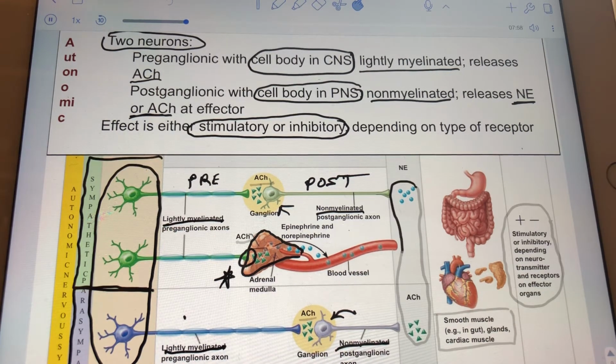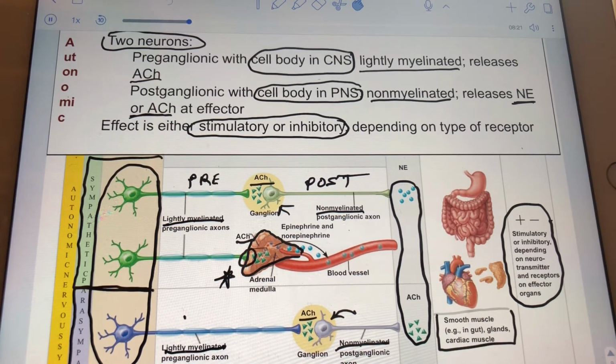And what may be released could be acetylcholine, could be norepinephrine from the postganglionic neuron, where it's always going to be acetylcholine from the preganglionic neuron. Again, the effect may be stimulatory, it may be inhibitory, and again, because we're talking about the autonomic nervous system, the effectors are smooth muscle, cardiac muscle, glands, but not skeletal muscle. Okay, we'll see this again, so no worries.